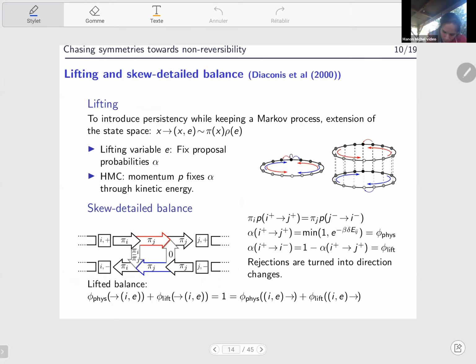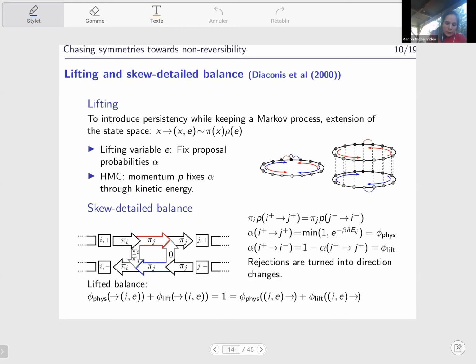So let me start with lifting and the idea of skew detailed balance. Lifting was first introduced in the paper of Diaconis et al. in 2000, but HMC can also be understood as a lifting algorithm. So it's not a new idea.